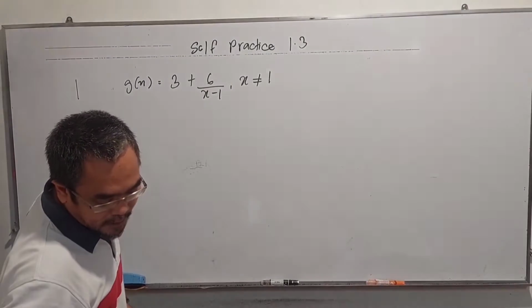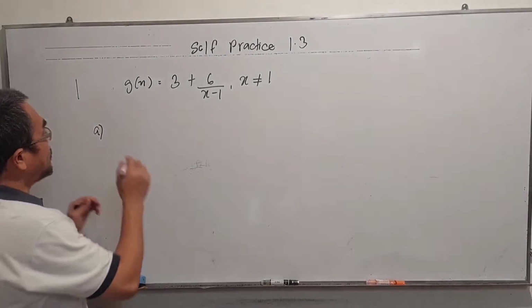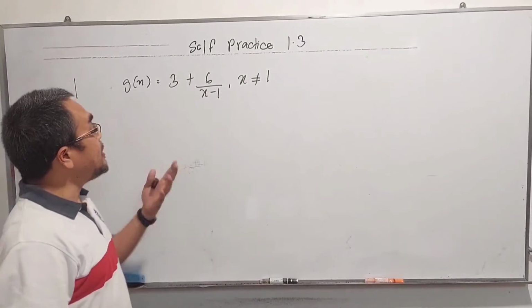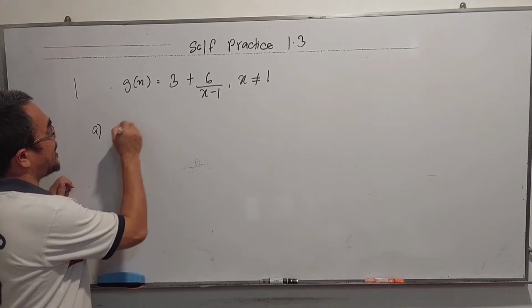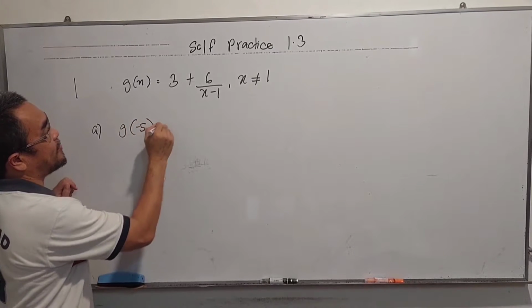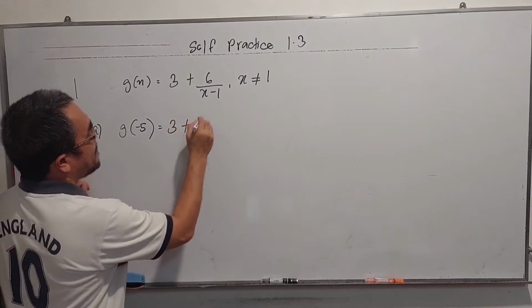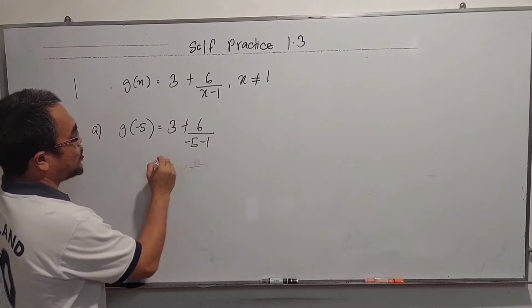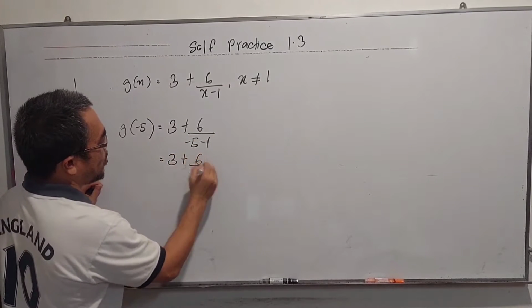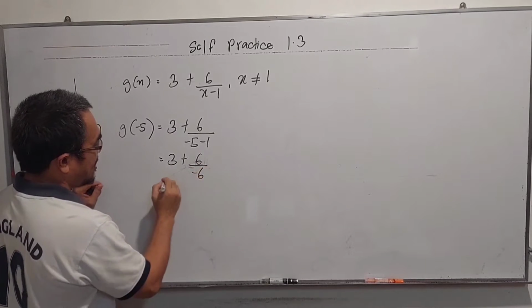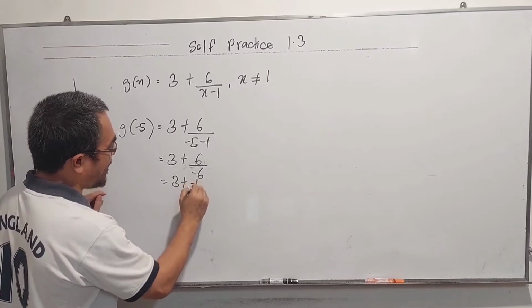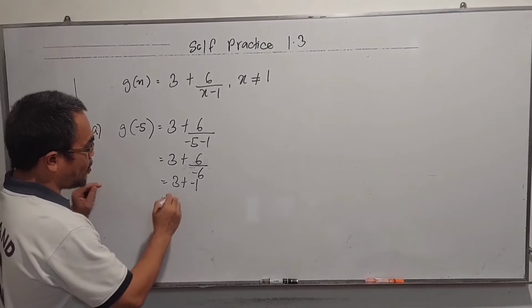Question A, find the image of negative 5. Image of negative 5 means negative 5 is the object. So you replace x with negative 5. So you have 3 plus 6 over negative 5 minus 1. So you calculate 3 plus 6 over negative 6. The 6 over negative 6 will be negative 1. So basically 3 minus 1 will be 2.